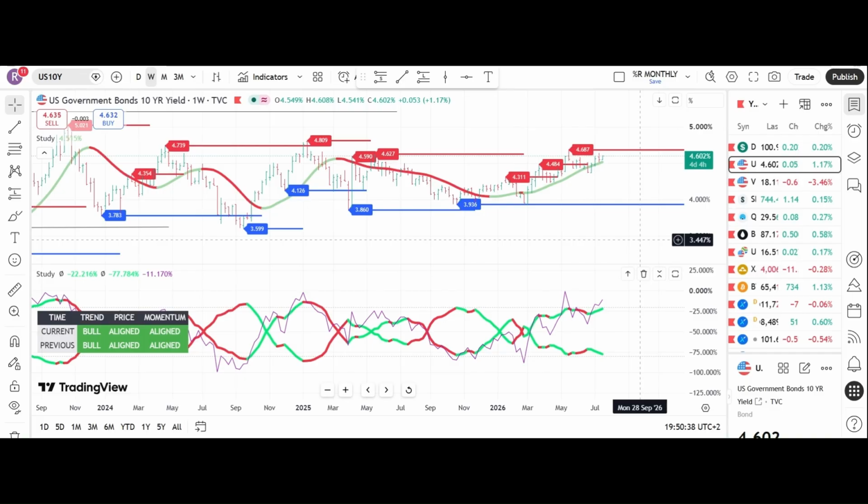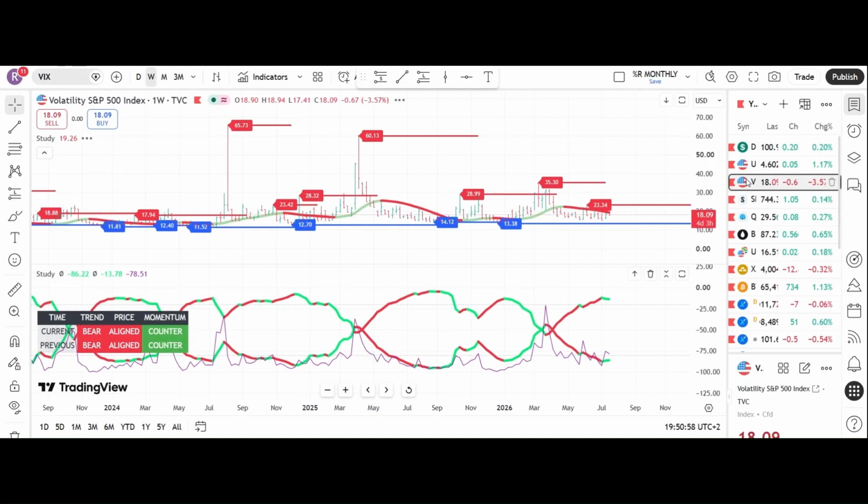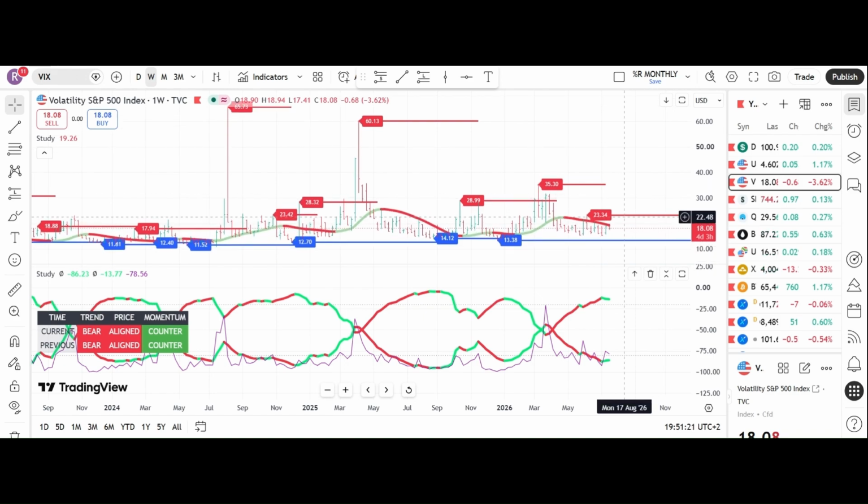Government bonds is the same, continuing its bullish trend upwards that we also saw last week, and continuing towards the 4.687 resistance. As far as the VIX is concerned, we have a counter trend on the bearish movement. So it means that it is actually moving upwards, very close to crossing the moving average here, and there's an upward resistance of 23.34.